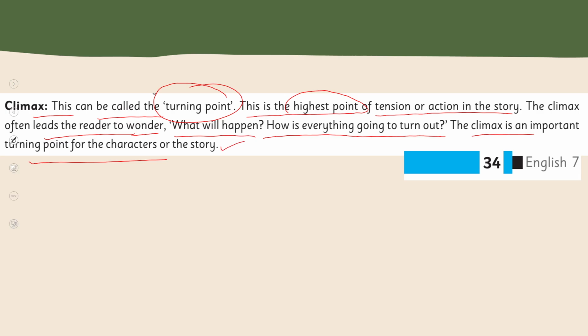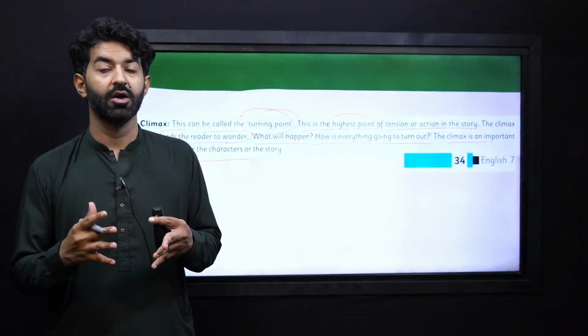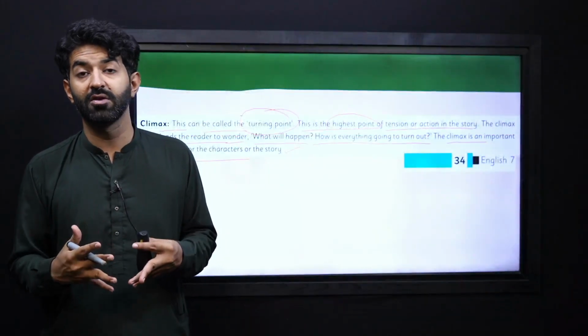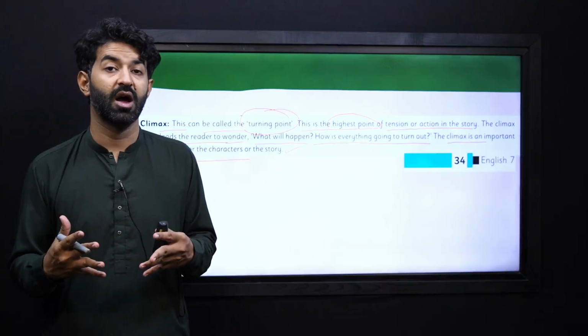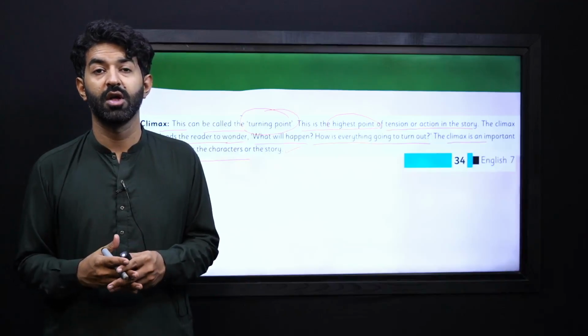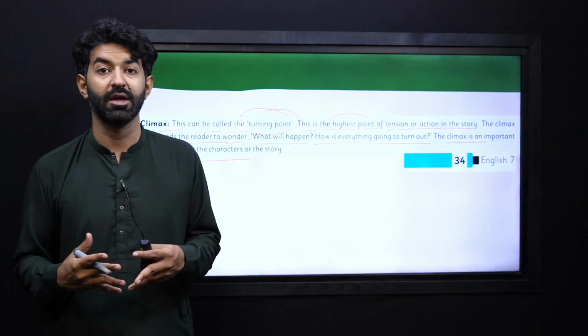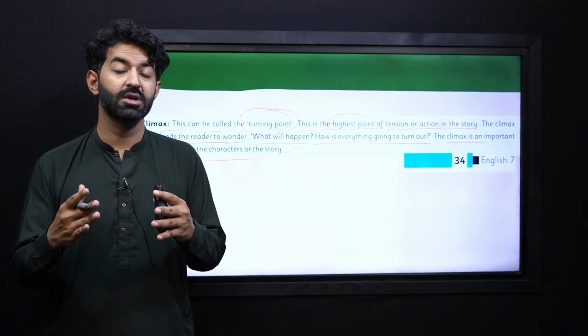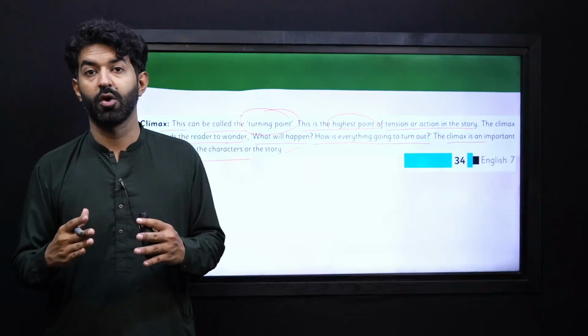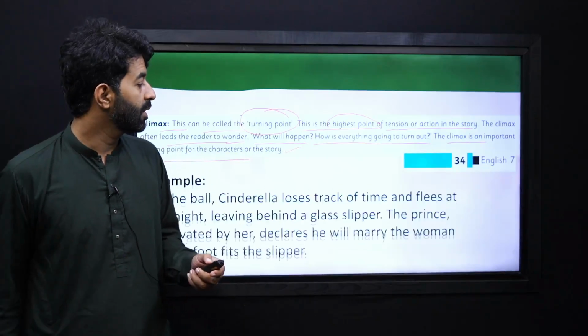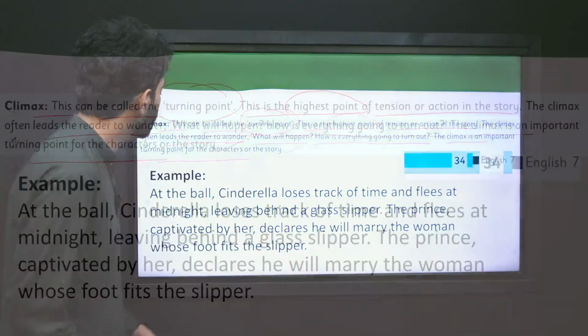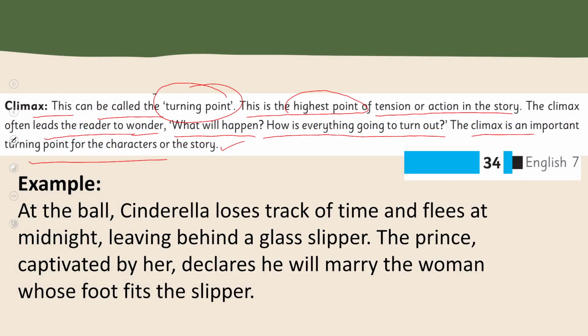So now this is a climax where you are so intrigued and interested in the story, and you start asking questions to yourself about what will happen now, and you start making predictions. And this comes right in the middle, as we talked about in the graph. Now, here is an example of a climax.